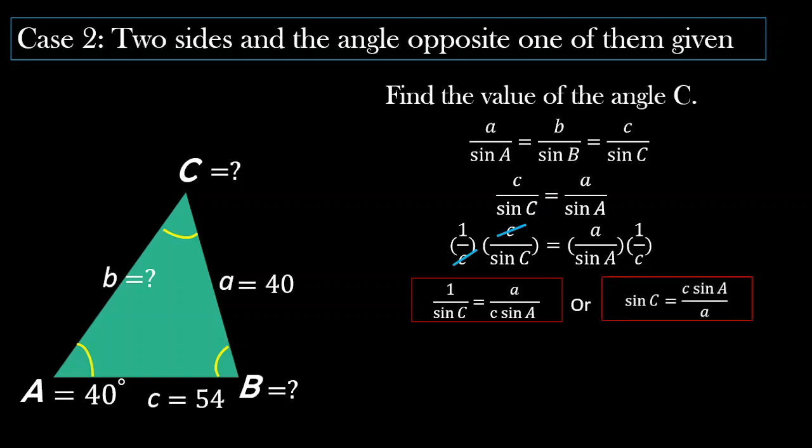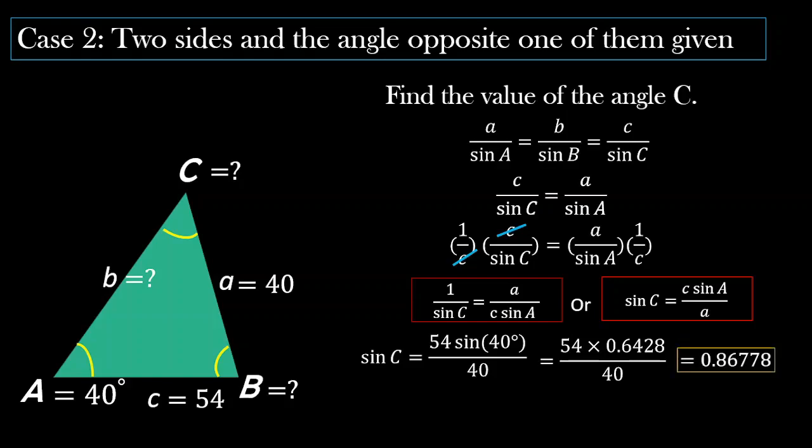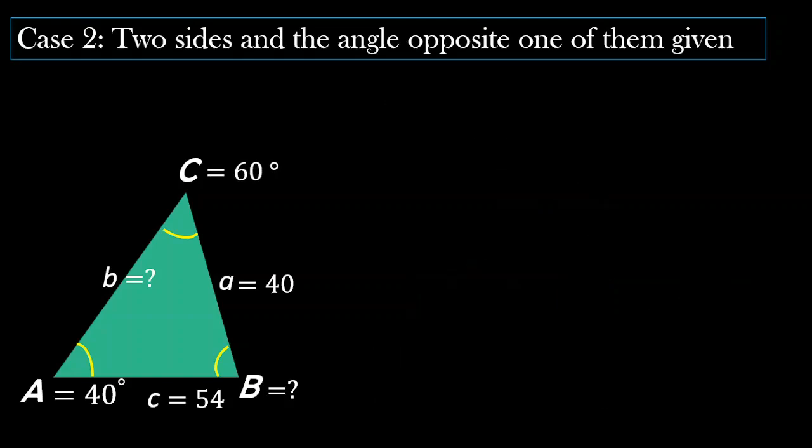Plug in all the given values to the formula. Sine C is equal to 54 times sine 40 degrees all over 40, which is also equal to 54 times 0.6428 all over 40. After simplifying the equation, it gives us the value of sine C is equal to 0.86778. Converting it to degrees, we have to use the inverse sine function. Inverse sine of 0.86778 is equal to 60.2 degrees, or 60 degrees.